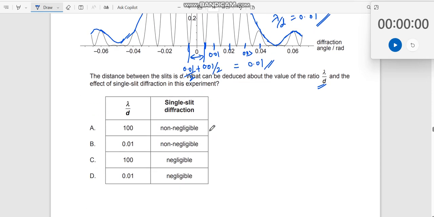Okay. So as a result of this, this goes wrong, this goes wrong. Any one of them should be here. And then finally, single slit diffraction. What is asked? And the effect of single slit diffraction in the experiment.